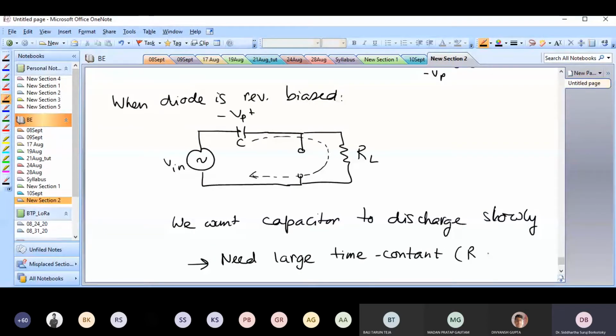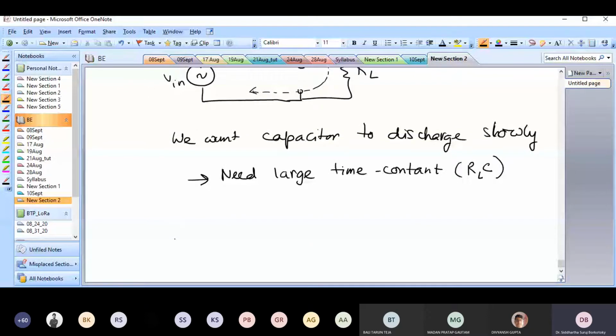What is the time constant of an RC circuit? The time constant of an RC circuit is the resistance times the capacitance. So the time constant says how fast or how slow a circuit discharges. If you look at the voltage across the capacitor, it will slowly reduce. It will just reduce to zero at some point.